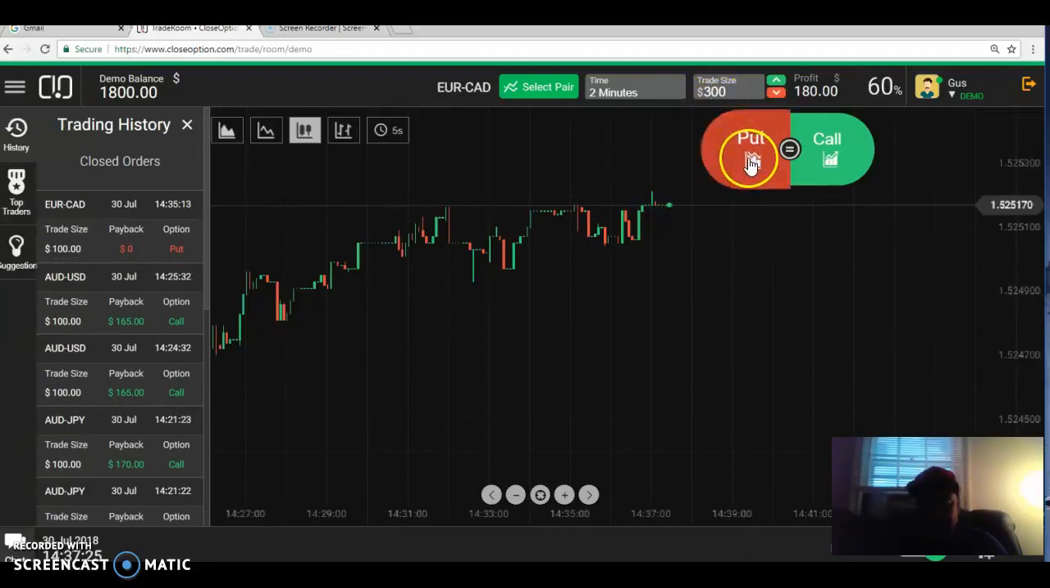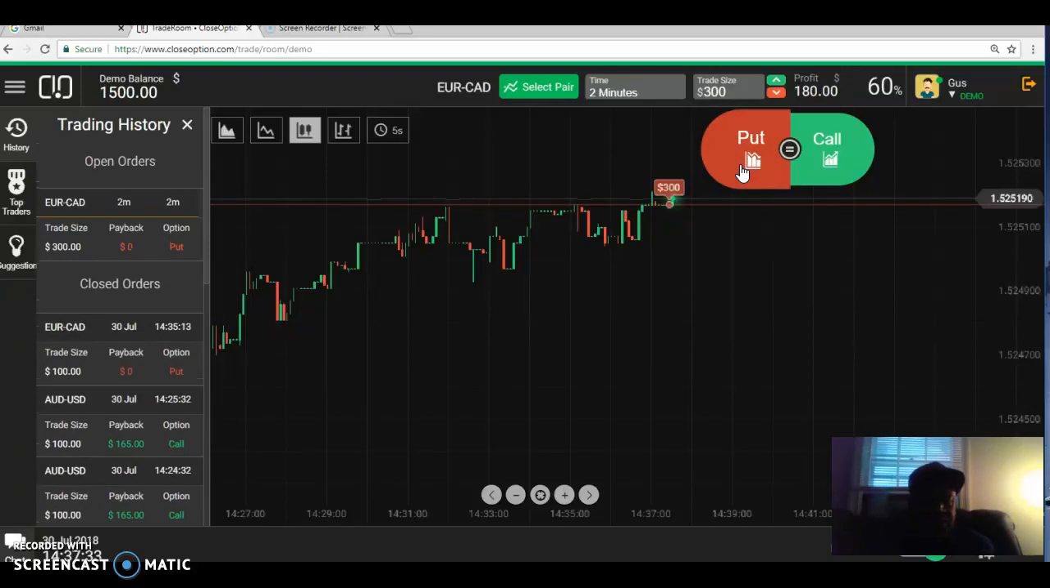Actually, I'm putting $300 into the next trade. Basically, why I did that is in order to recover that initial $100 loss on the previous trade. So yeah, I just hit a $300 put trade because I lost that initial trade, and that's another strategy that I use besides the price action trend reversal.